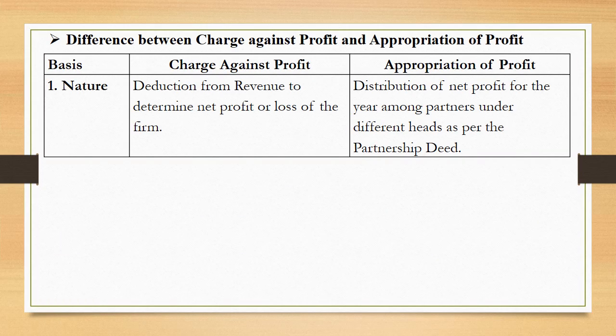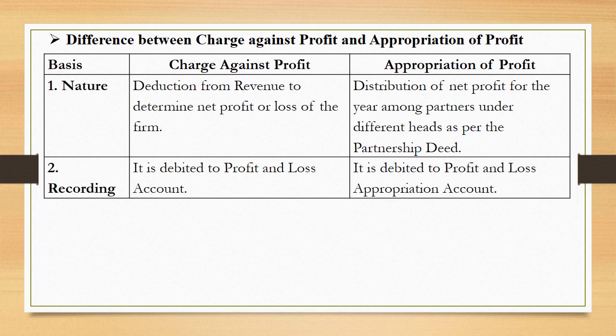The first point of difference you can see there, nature. In case of charge against profit, the deduction is done from revenue to determine the net profit or net loss of the firm. Whereas for the appropriation of profit, it is the distribution of net profit for the year among the partners under the different heads as per the partnership deed. Second, where do you record this? Any amount which is a charge against profit has to be debited to the profit and loss account, whereas any appropriation of profit has to be debited to the profit and loss appropriation account.